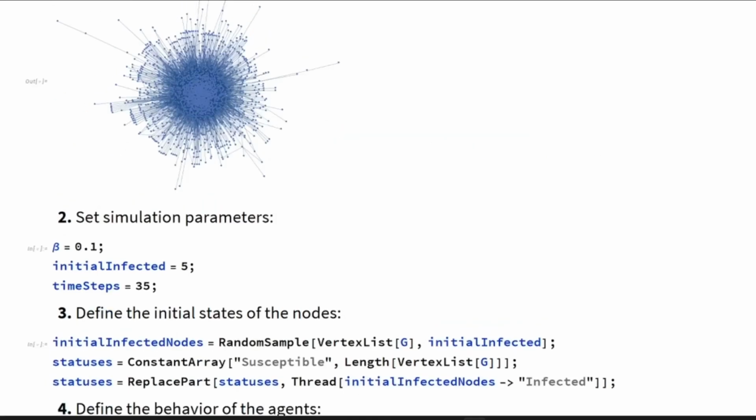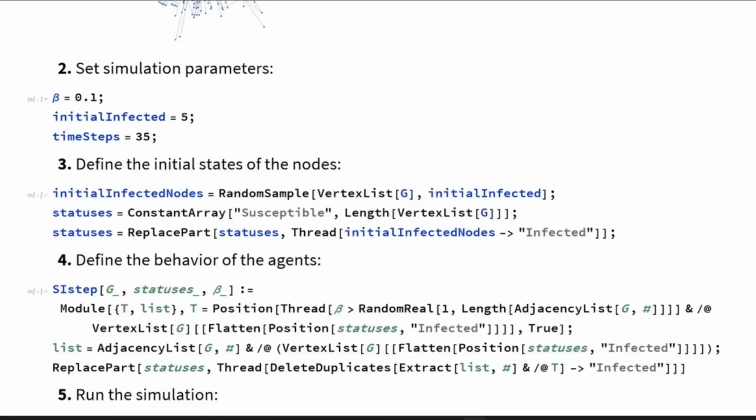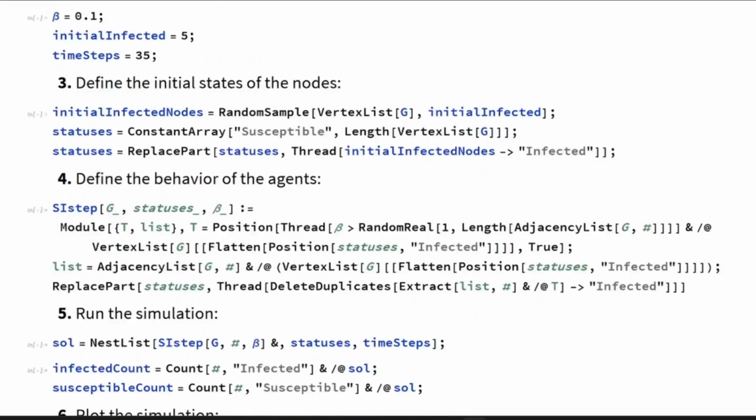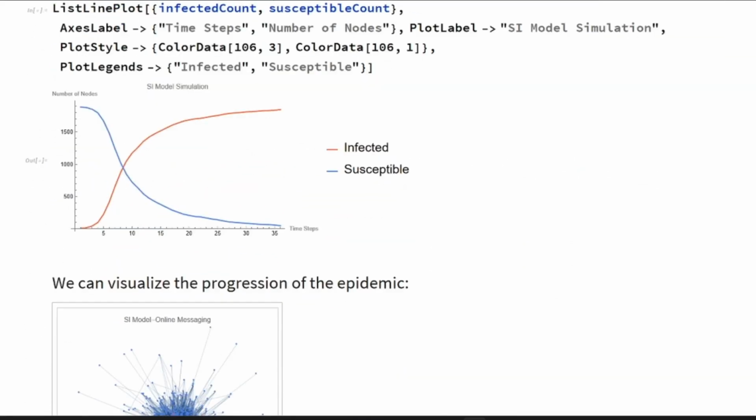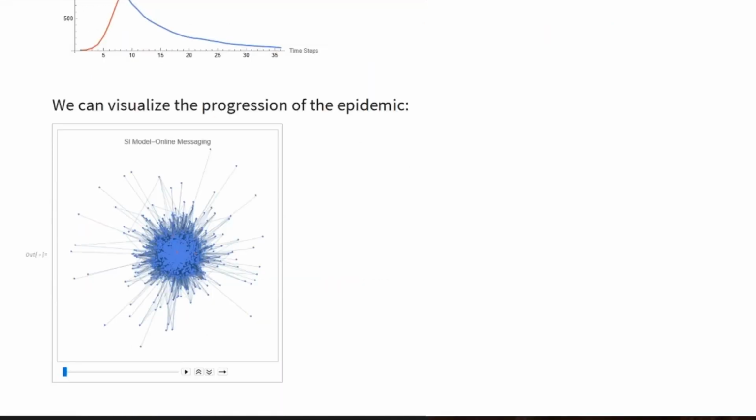This can be modeled using the SI model on the network with the agent-based simulation in the following way. We define the network, we set the simulation parameters, we define the initial state of the nodes, we define the behavior of the agent, we run the simulation, and we plot the simulation. Here the growth in the number of infected nodes follows this logistic-like curve. We can also observe in the simulation that the more external nodes, the ones on the periphery, are the last ones to become infected.